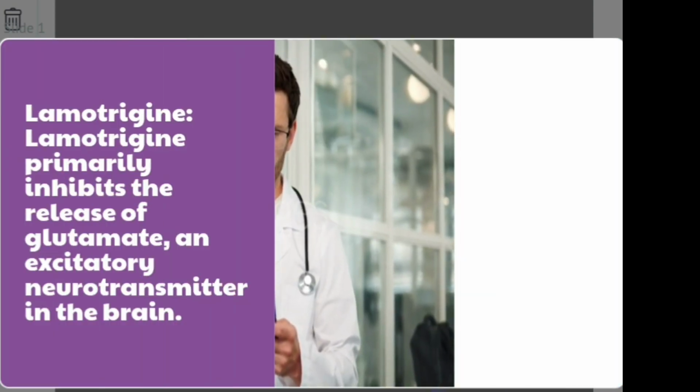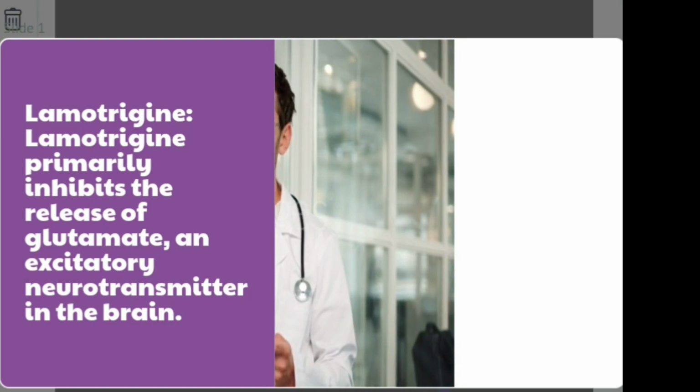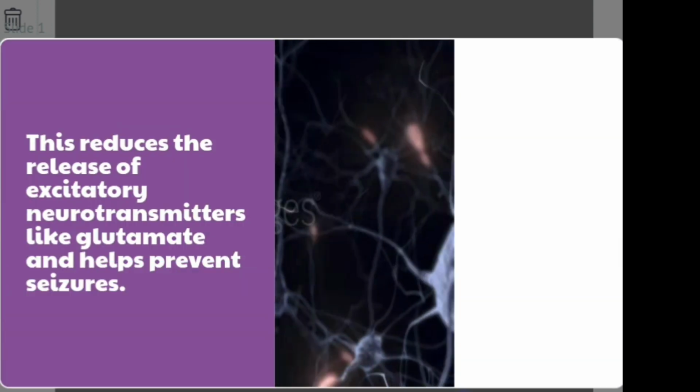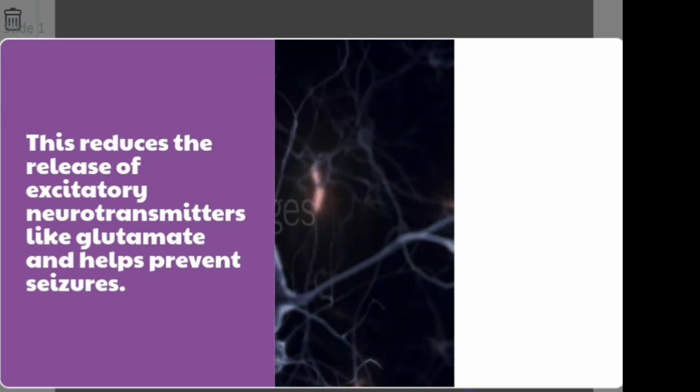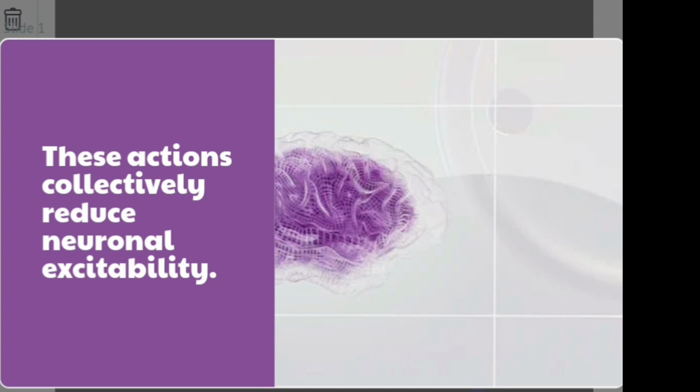Lamotrigine. Lamotrigine primarily inhibits the release of glutamate, an excitatory neurotransmitter in the brain. By doing so, it reduces neuronal excitability and helps control seizures. This reduces the release of excitatory neurotransmitters like glutamate and helps prevent seizures. These actions collectively reduce neuronal excitability.